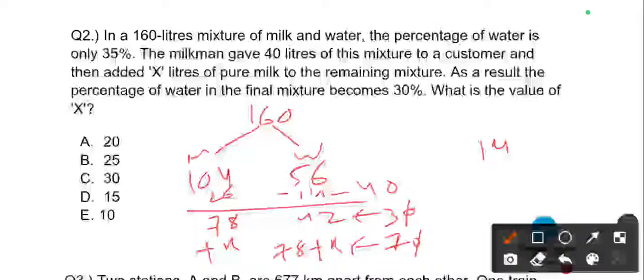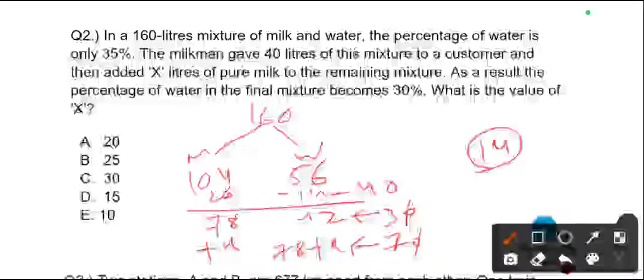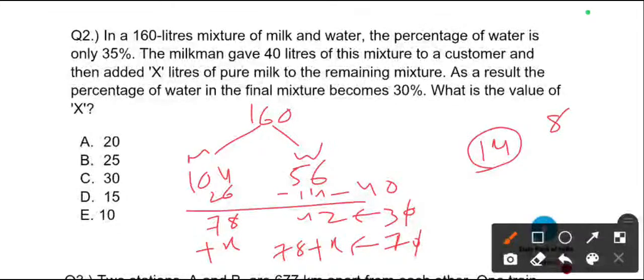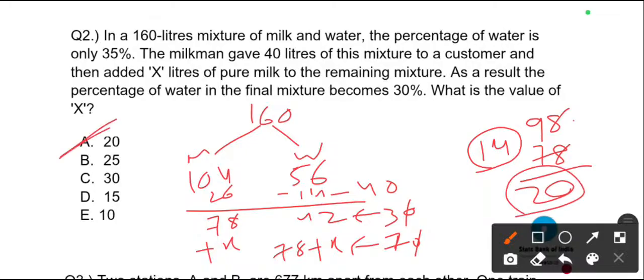So this is a mistake I made. 7 14 times will be 84, I think. 7 4 times 28, 98. 98 minus 78, which will be 20. So the answer will be 20. Option A is our answer.